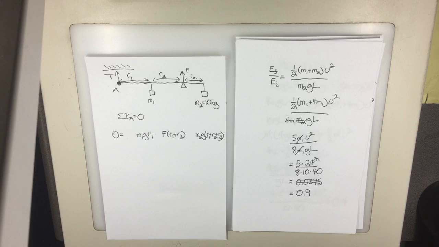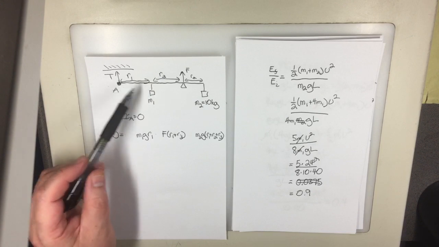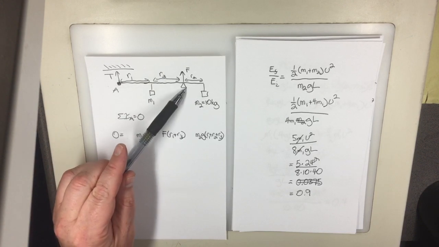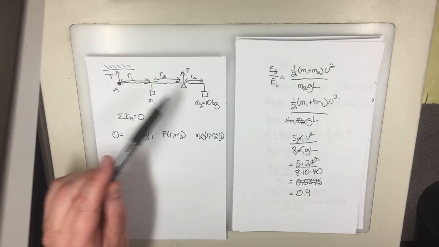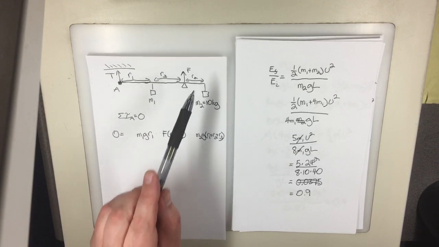Torque is defined as the force times the distance from the rotation point to the force. For M1, its distance is R1. For F, its distance is R3 plus R1. For M2, it's R1, 3, and 2 together.